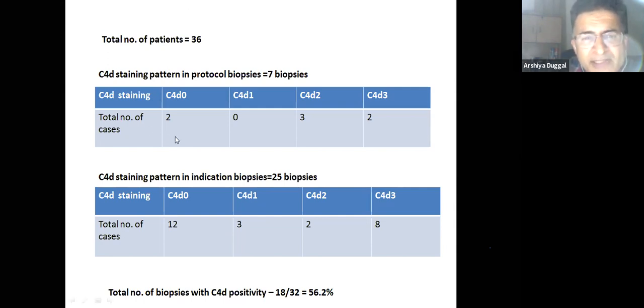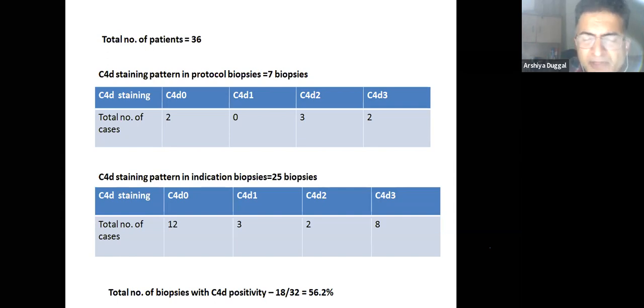So the C4D staining pattern, if I want to highlight it here: the total number of biopsies with C4D positivity was 18 out of 32. So around 56.2% of the patients' transplant biopsies were C4D positive. That means, with accommodation, around 60% of ABO incompatible transplants will show C4D positivity. It is not like 100% of biopsies will show C4D staining.